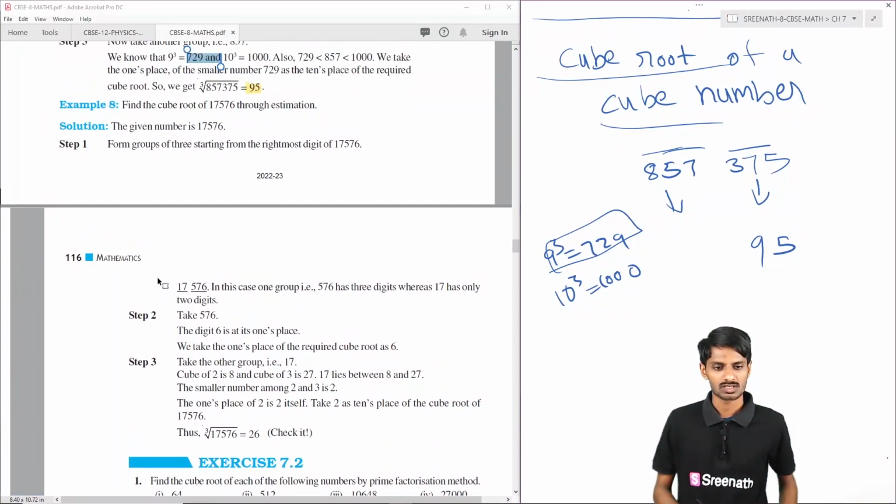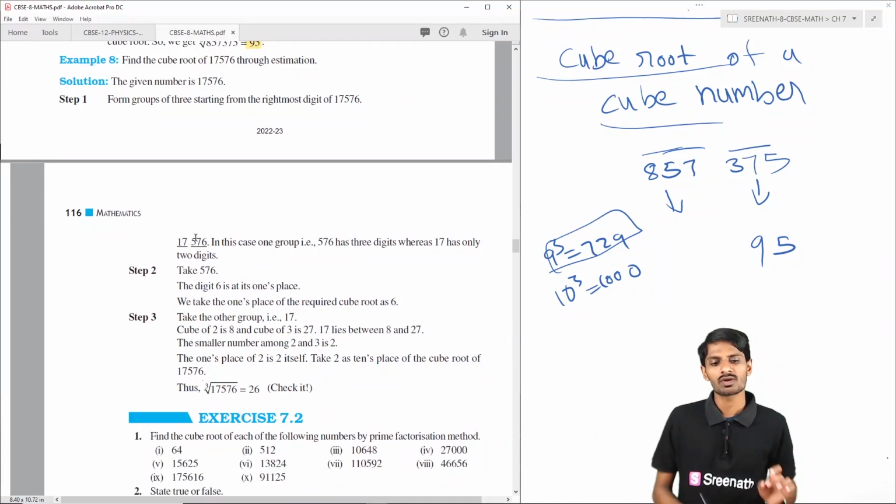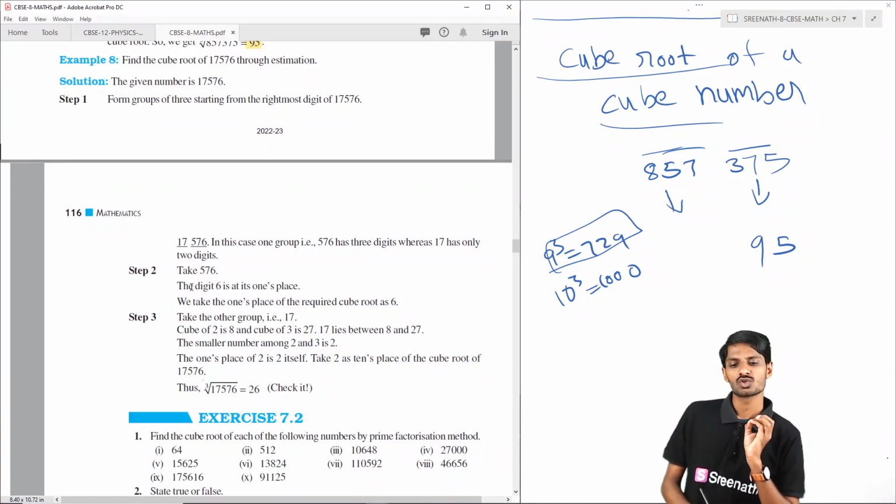Here is another example if you want. 17576 we have to estimate. Make groups: 576 is one group and 17 is one group. From the number 576, the units place is 6, so the required cube root must also have 6. The cube root will have 6.